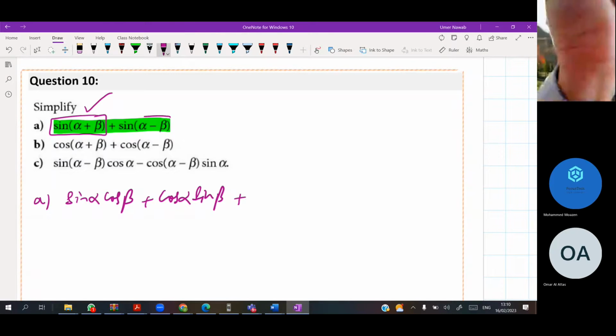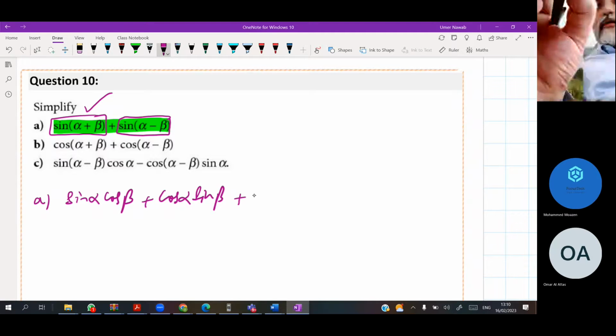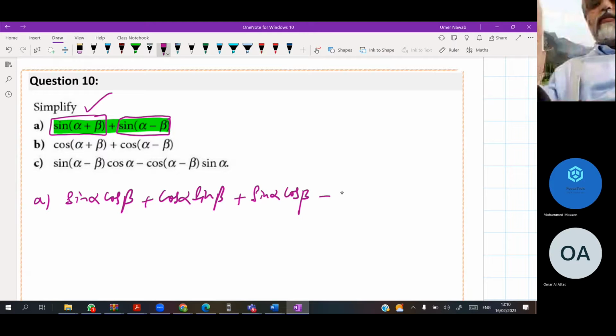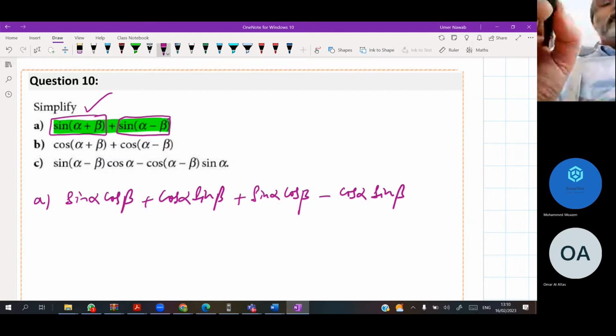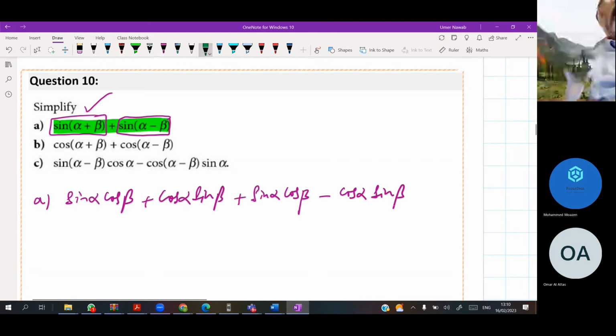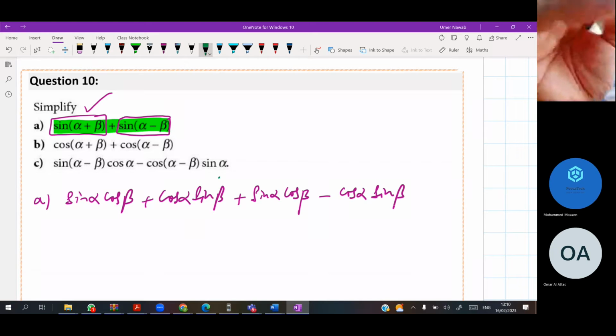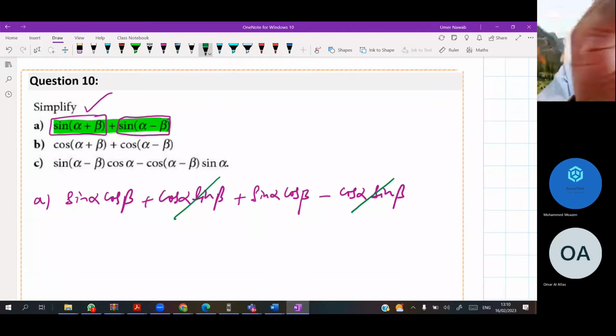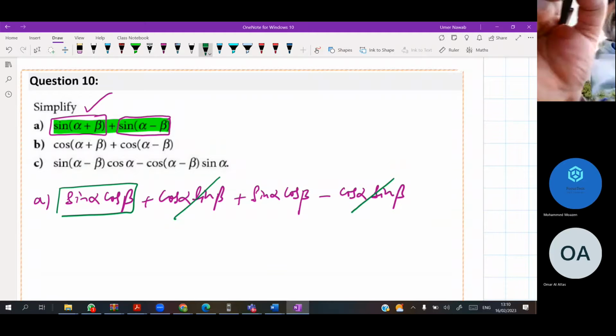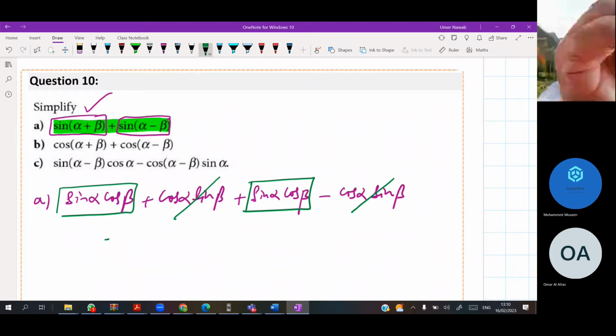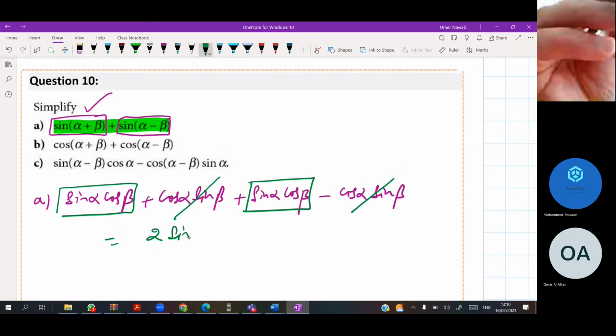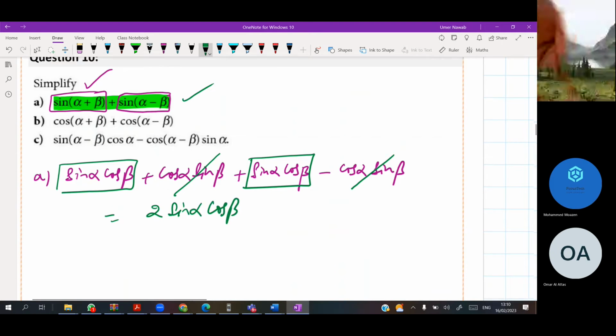Then I need to expand this one: sine alpha cosine beta minus cosine alpha sine beta. Then we check, is there anything which can be cancelled out? So this is cancelled. So sine alpha cosine beta, sine alpha cosine beta, which equals 2 sine alpha sine beta. So this is done.